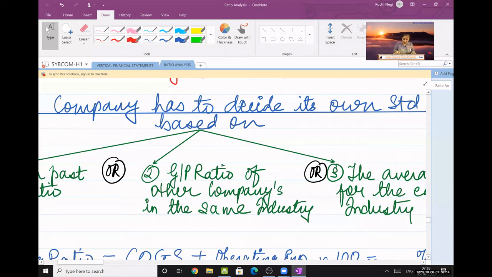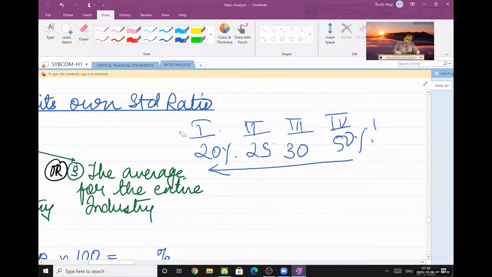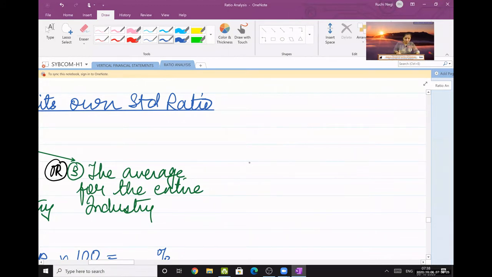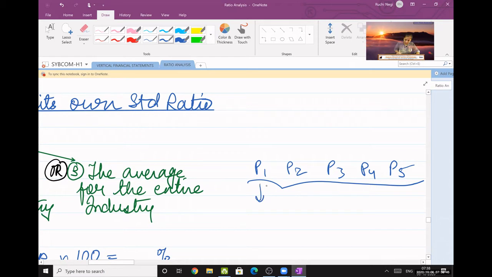Okay, and third option, the average for the entire industry. Now, how is this average calculated? I'll give you an example. Say pen बनाने का first company, pen company 1, pen company 2, pen company 3, pen company 4, pen company 5. There are 5 companies, different companies with different brands, but manufacturing what? Pen. So this is called the same industry. Understood? Okay. So say इसका GP ratio है 20%, इसका GP ratio है 30, इसका है 35, इसका है 40, इसका है 50.